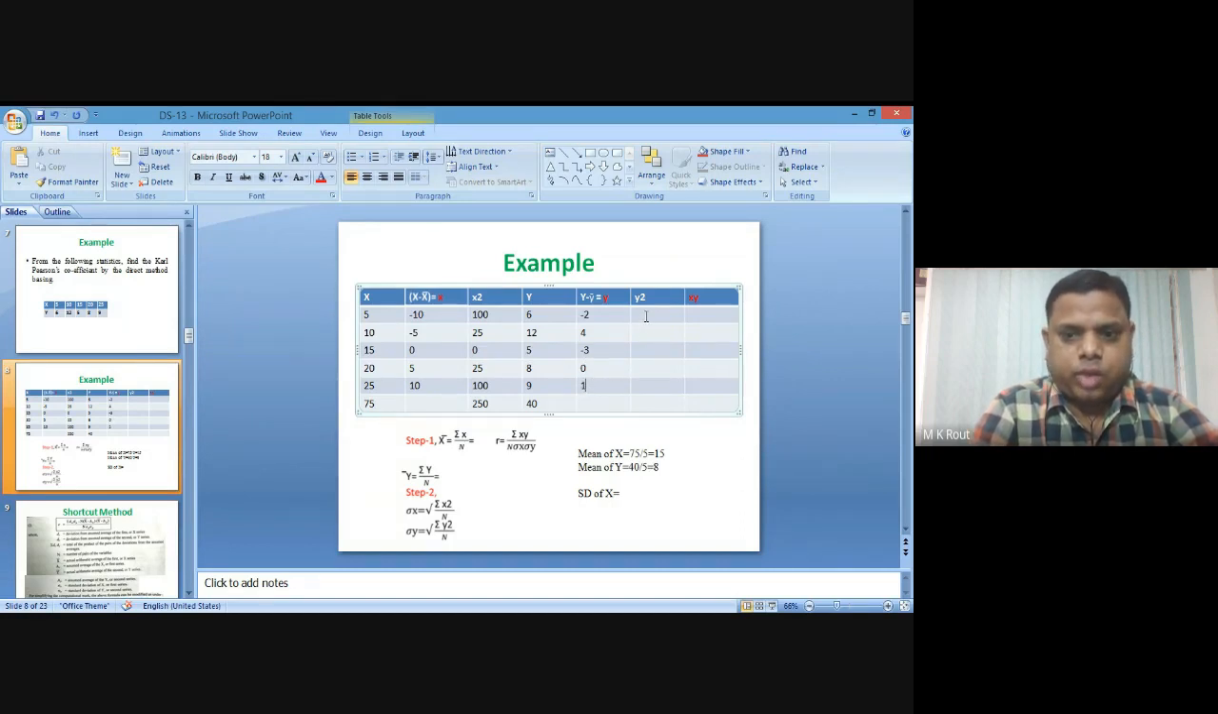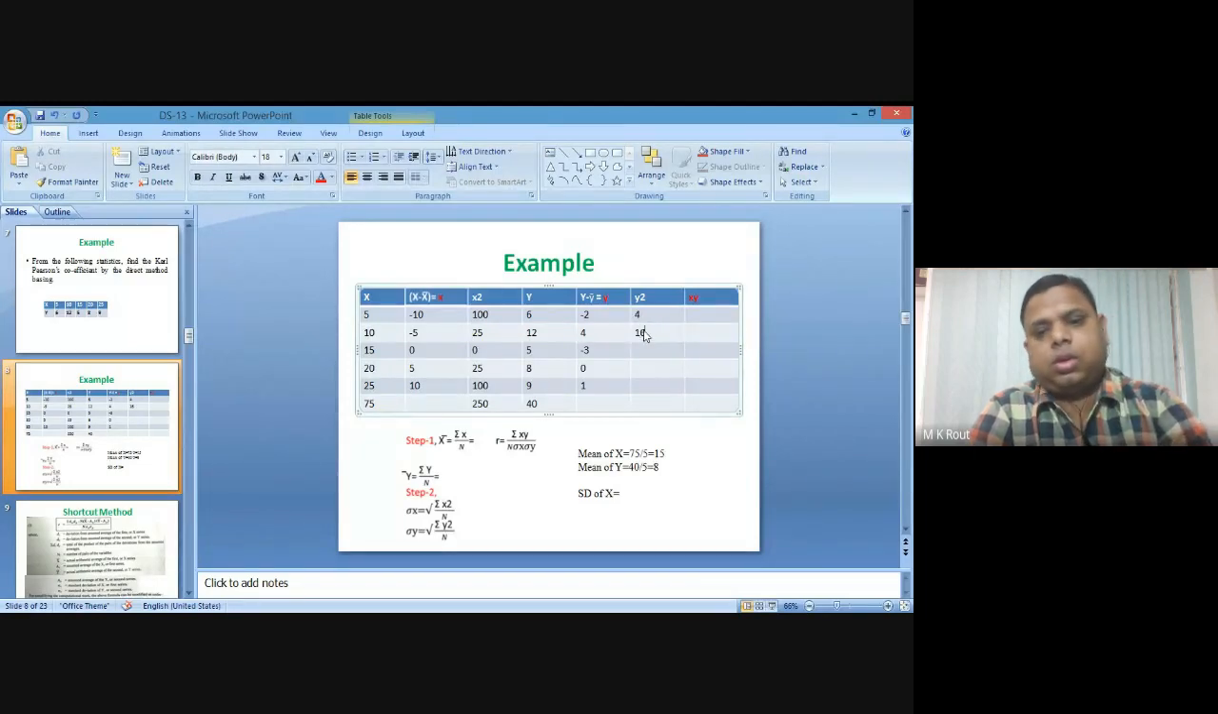If you go to the square of y square, that is 4. The next one is 16. The next one is 9. Next one is 0. The last one is 1.